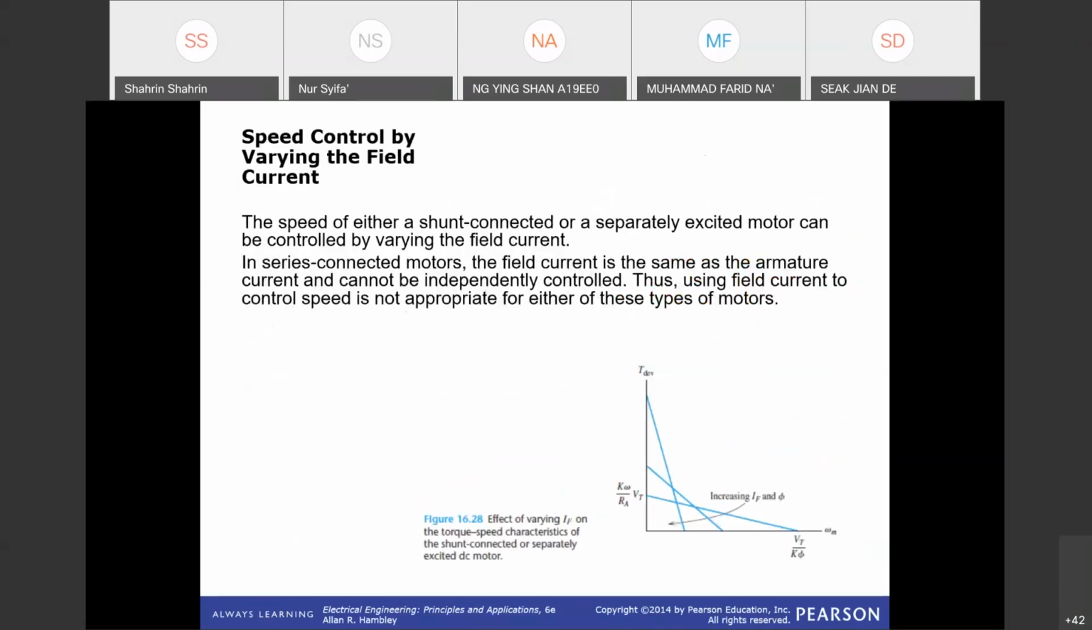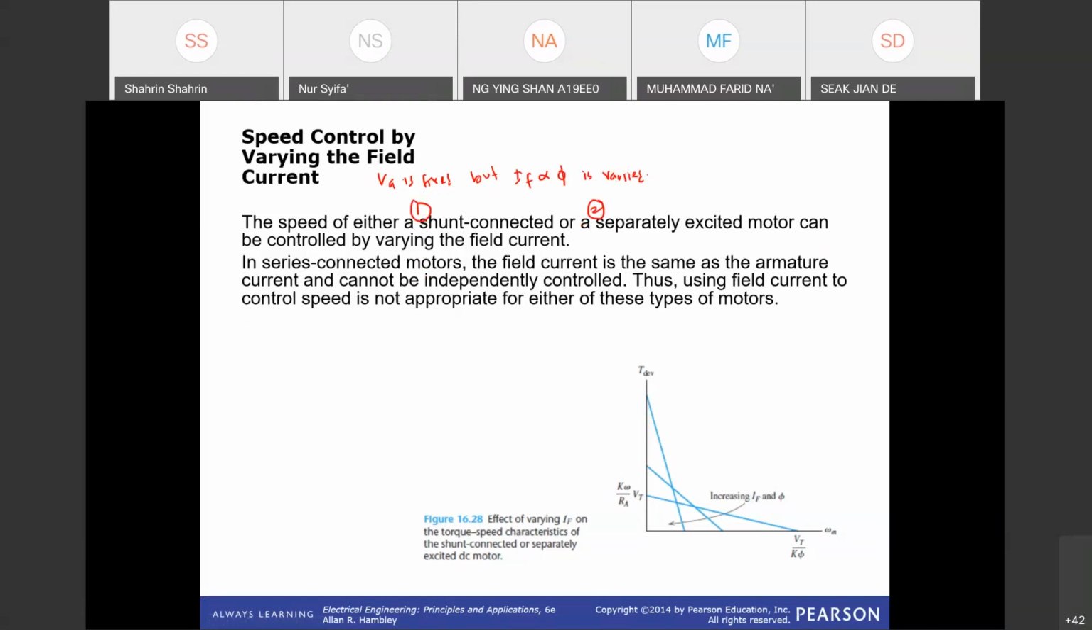Okay, and then the second method is by varying the field current, meaning that VA is fixed, but IF, which is proportional with flux, is varied. Okay, so for this method, we have shunt and separately excited DC motor that can use this method.